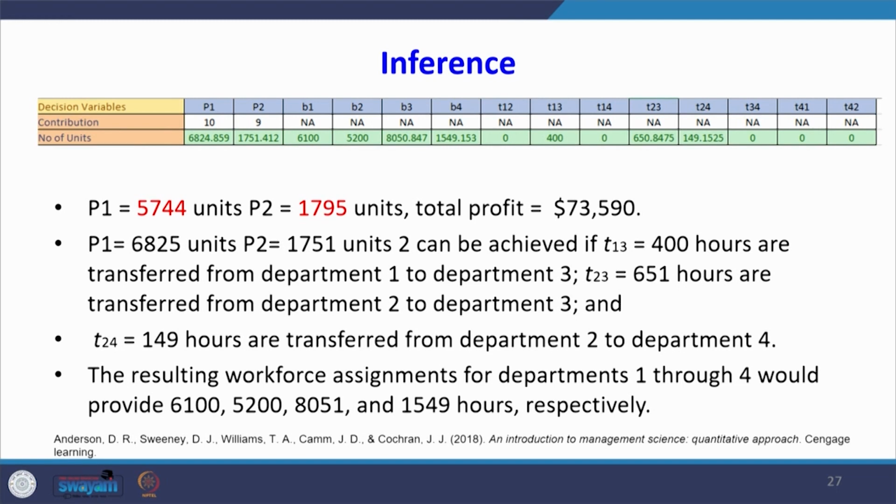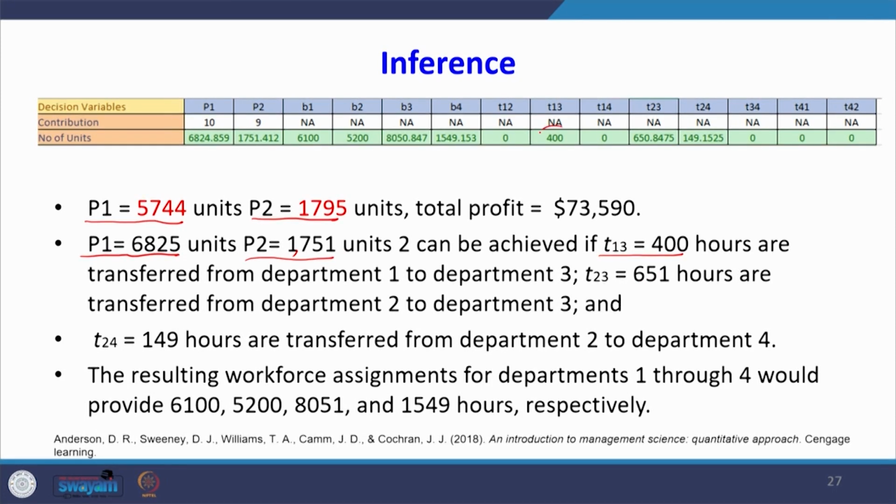Previously, without cross training, the value of P1 was 5,744. Now, you see that we are producing more products. Because of the cross training, there is an increase in product 1. Similarly, without cross training, the number of units produced of product 2 was 1,795. Now, it is reduced to 1,751, and this can be achieved by transferring T13 equal to 400.